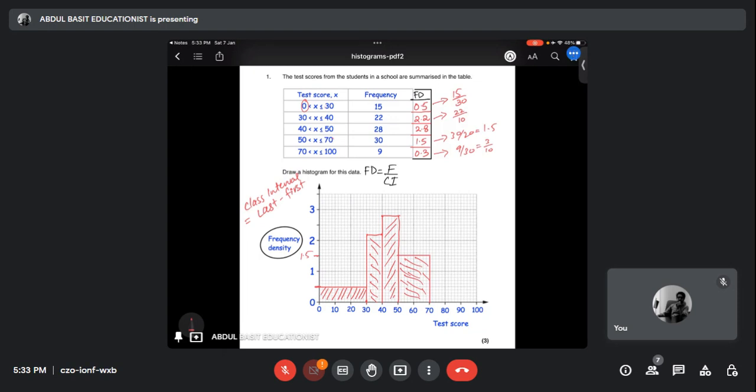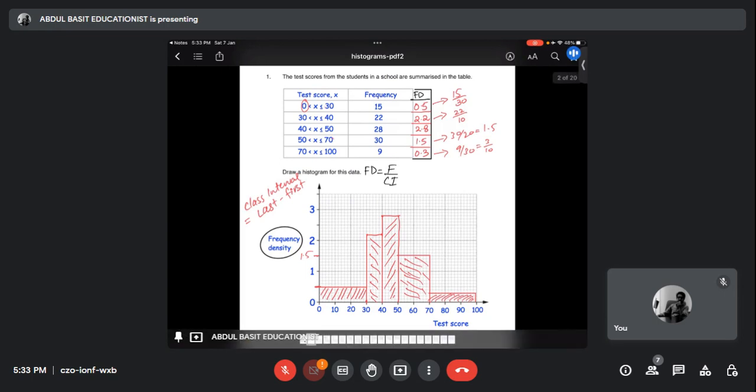Okay, the last one is 0.3. So it's from 70 till the last point. So 0.3 is that point. Right, Ramsha? Yes, clear? Okay, well done. So that's how we draw when the graph is empty.